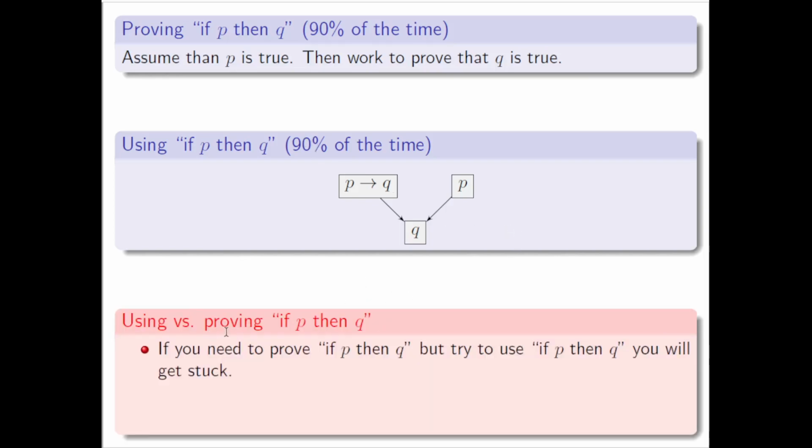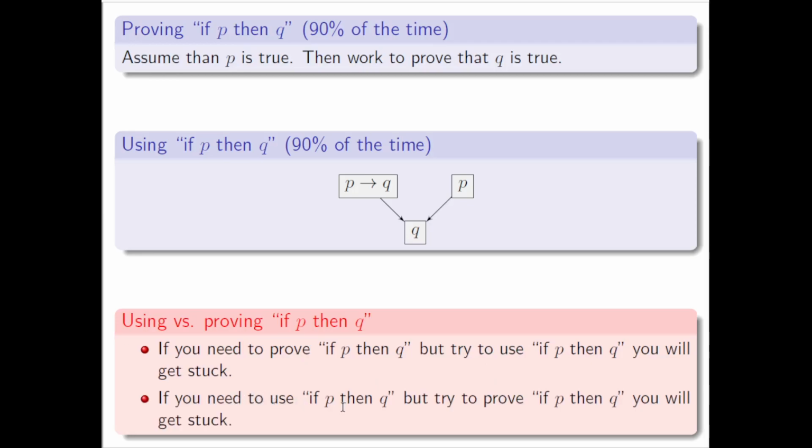Again, using versus proving are very different. They look very different here. And the thing is, if you need to prove if P then Q, but you try to use if P then Q instead, you'll get stuck. Same, if you flip the words prove and use here, here, and here, the same problem occurs. So if you need to use if P then Q, but you try to prove if P then Q, you're going to get stuck automatically every time.